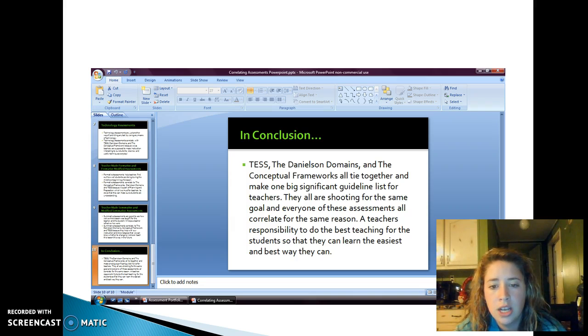And in conclusion, the conceptual frameworks, Danielson domain tests, all tie together and make one big significant guideline list for teachers. They are all shooting for the same goal, and every one of these assessments all correlate for the same reason: a teacher's responsibility to do the best teaching for the students so that they can learn the easiest and best way for the students to learn.